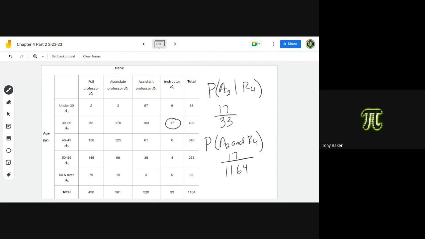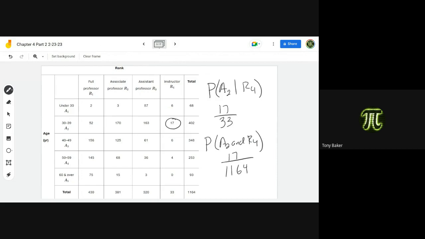If I said I'm looking for a person in their 30s and an instructor, then it's 11 out of 1164, because that's now looking at the total. It's no longer conditional. I'm looking at the person having to be both of those things. Okay.